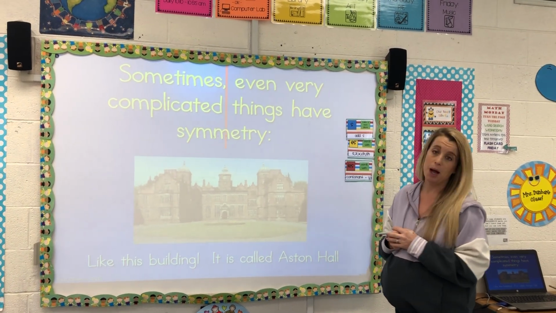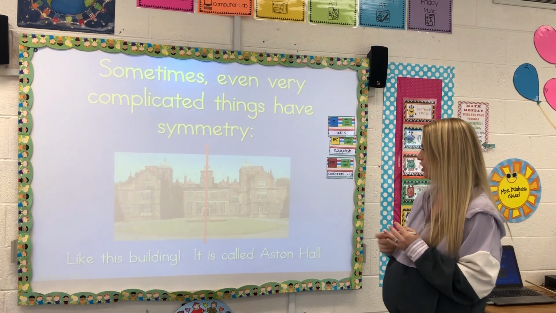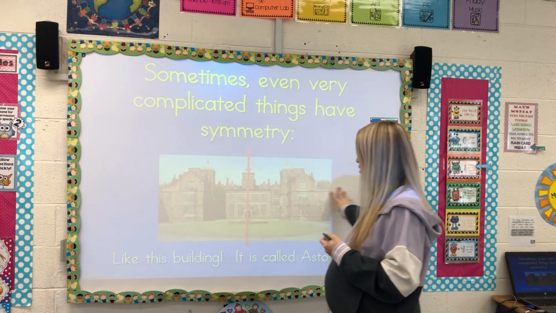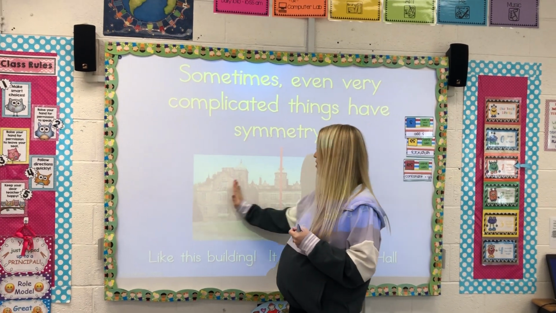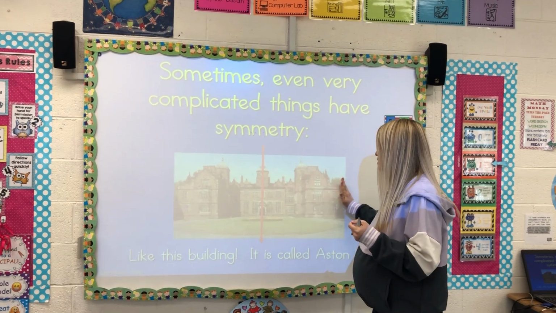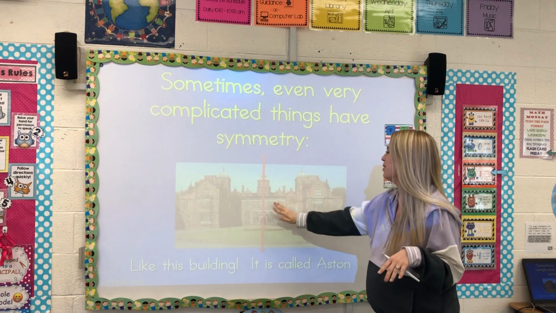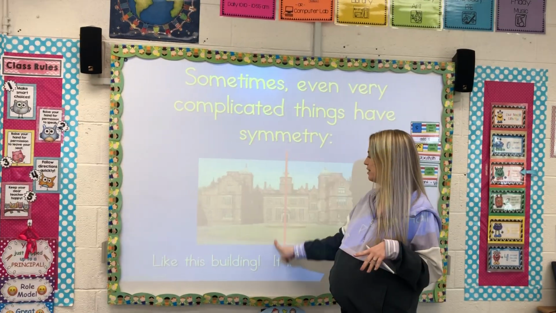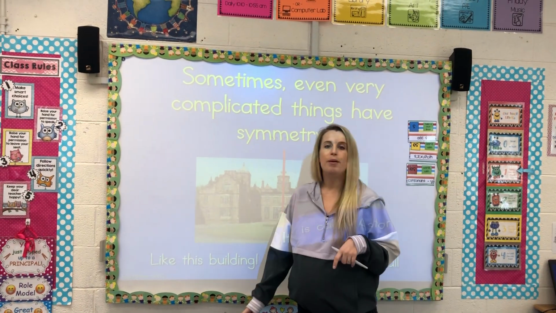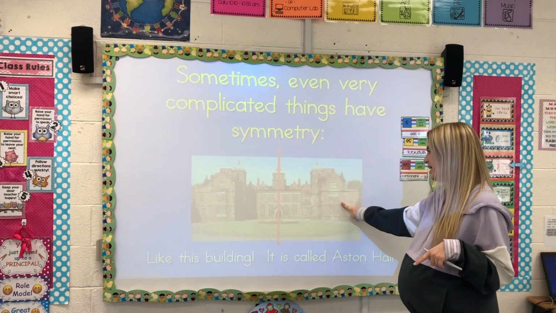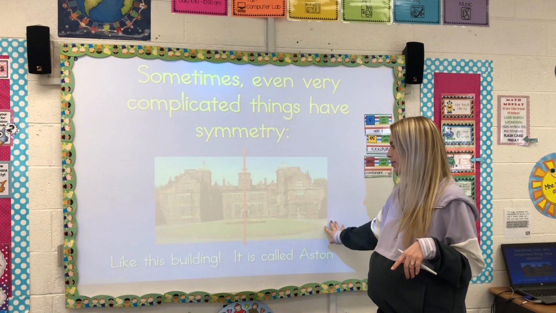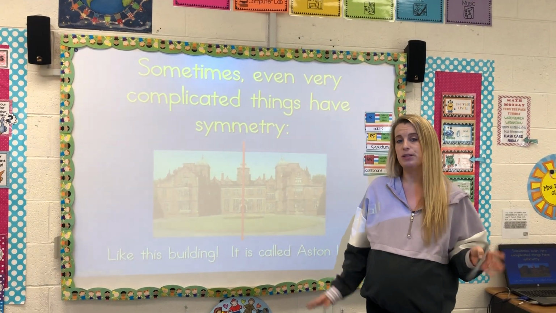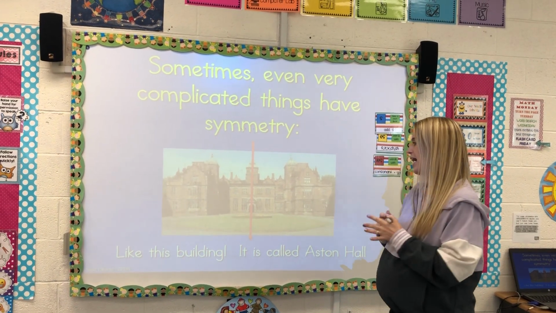Okay, sometimes complicated things in life will have symmetry. So if you look at this large building, you can draw a line of symmetry up and down. This side is the exact same as this side. So you can draw this line of symmetry. Now we wouldn't be able to draw a line like this because the top of the building is different from the bottom. So you can only draw a line of symmetry if they're the same on each side.